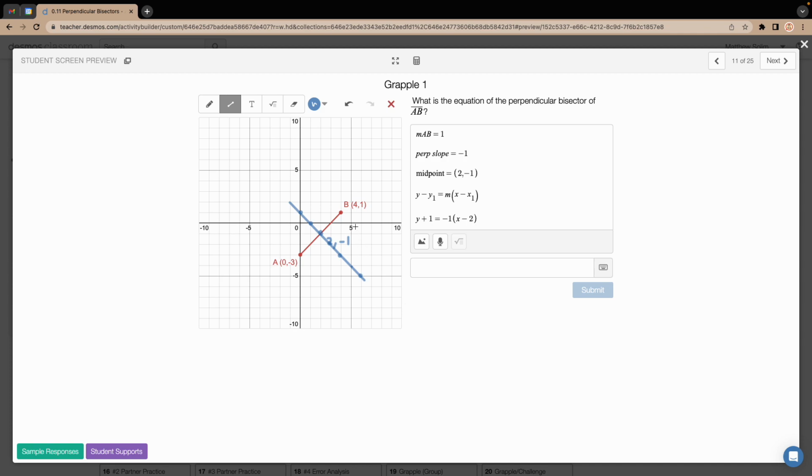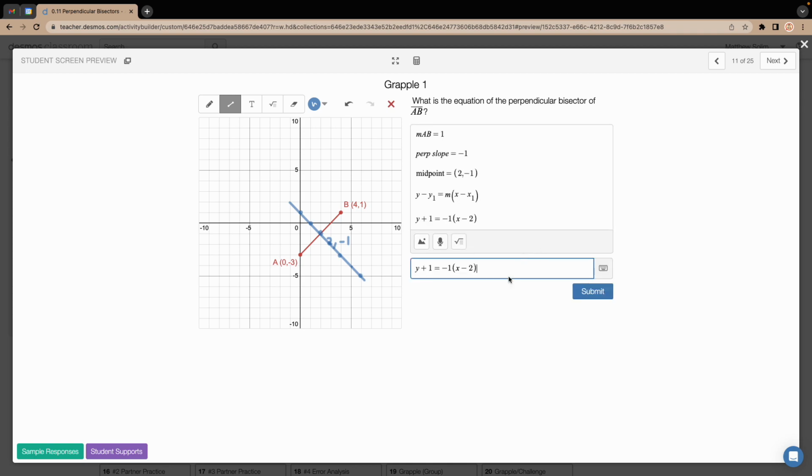That is the perpendicular bisector. It goes through the middle. It's definitely perpendicular. So we could do this a couple ways, but we could write this formula y plus 1 equals negative 1 times (x minus 2).